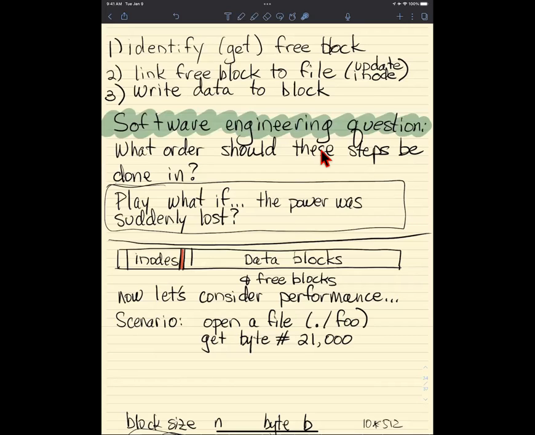So what's the harm if the power goes out here? Okay, so here. Power goes out there. You've taken a block off the free list, and then the power goes out. Any harm done?